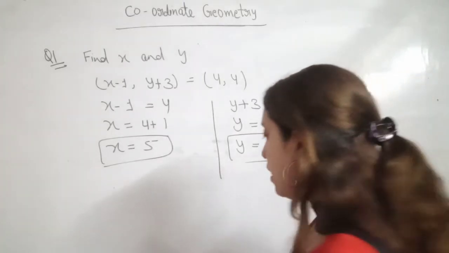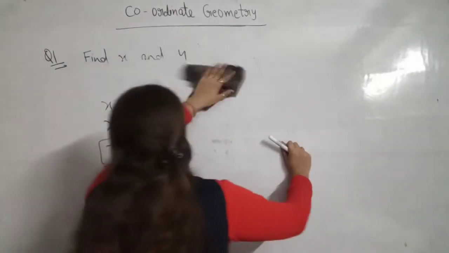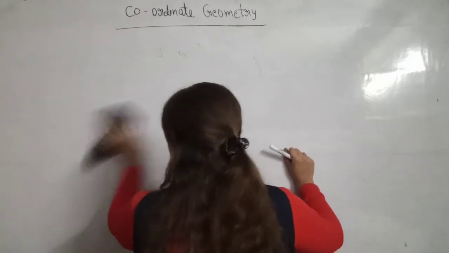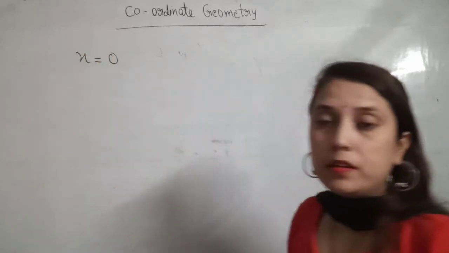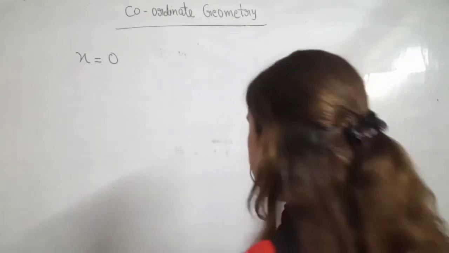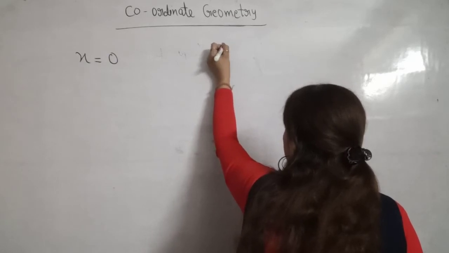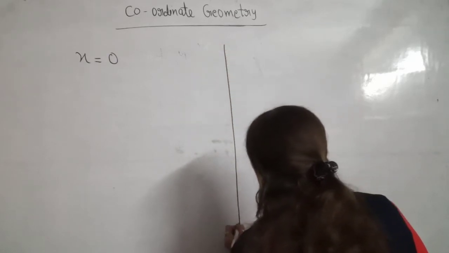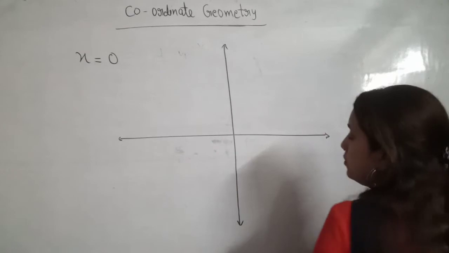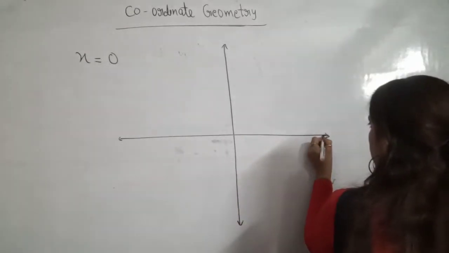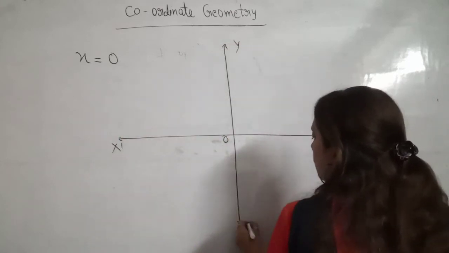Now the next topic: how to draw the graph for the given equation. Suppose we are having the equation x is equal to 0. When we draw the graph for x is equal to 0, it is always on the y-axis. The graph will always be on the y-axis. Let's see. So first we draw the x-axis, XOX dash, YOY dash.